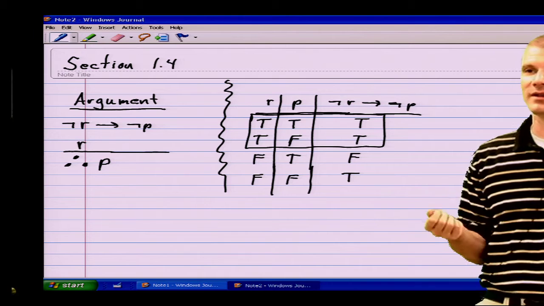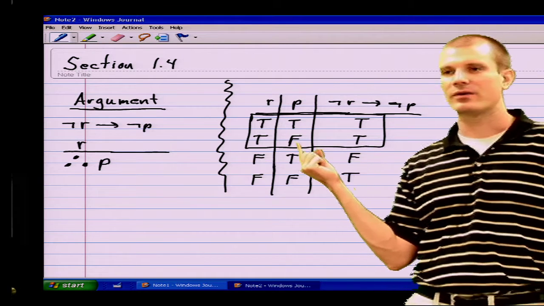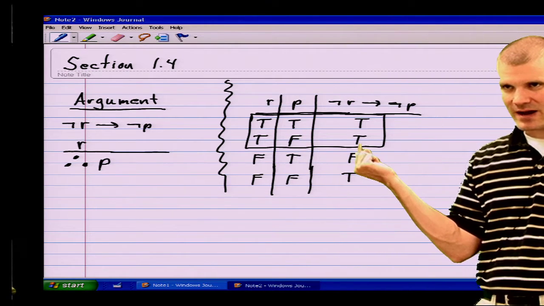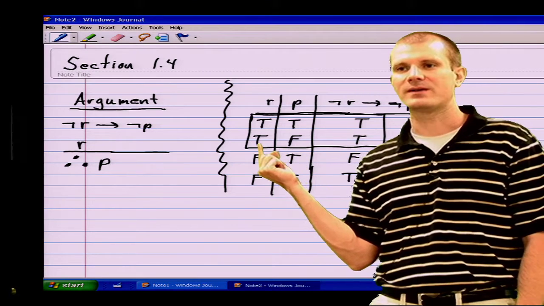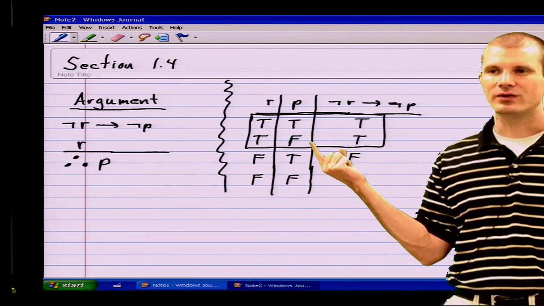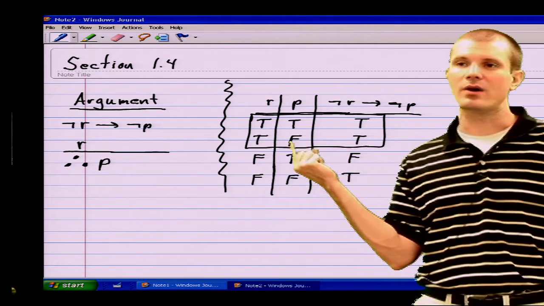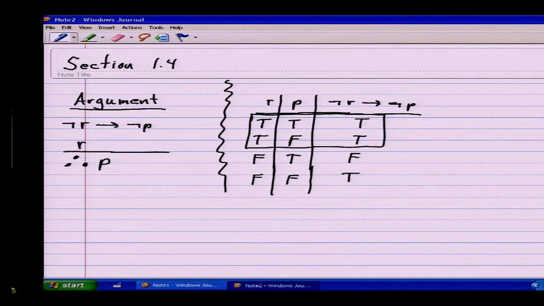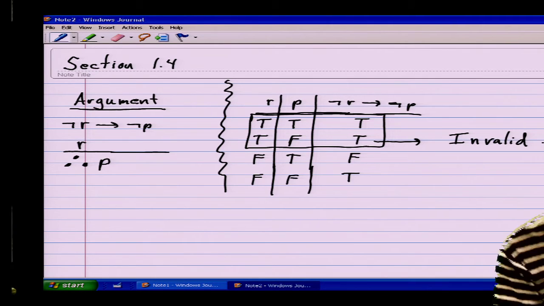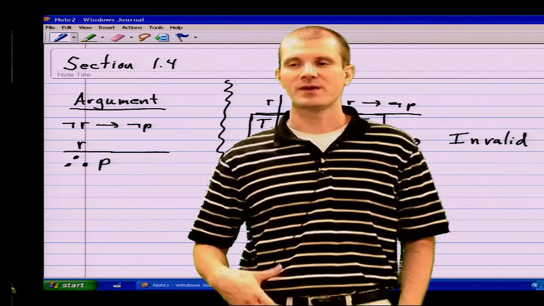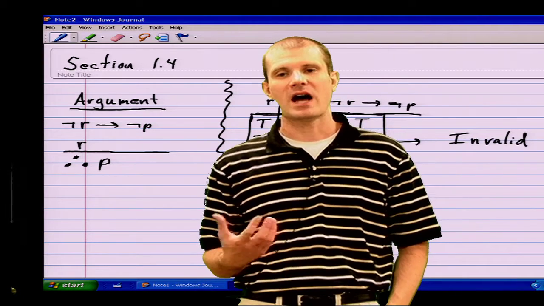But this second row creates a problem because here is hypothesis true, but here the conclusion is false. So because of this second row, this argument is invalid. So because of this second row, we can say the argument is invalid.